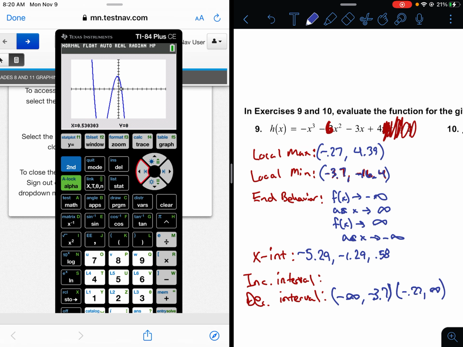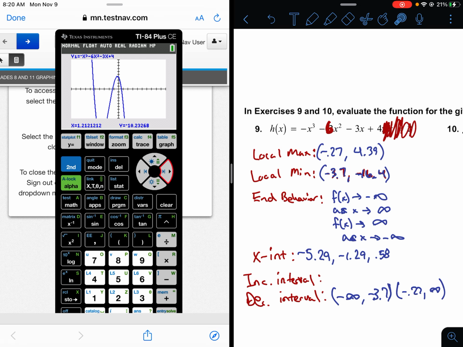So maybe I can show you with the cursor on here. Let me see, trace. So what we see here, let me explain this. It is decreasing all the way until it reaches that local minimum. And then you'll see that, look at the y value, it starts increasing. And then it's decreasing again after here. And so after here, you'll see it start to decrease forever.